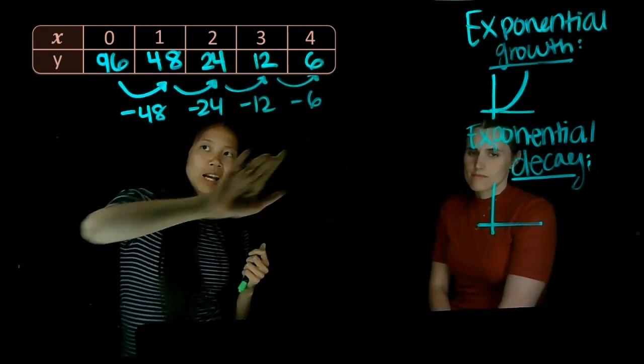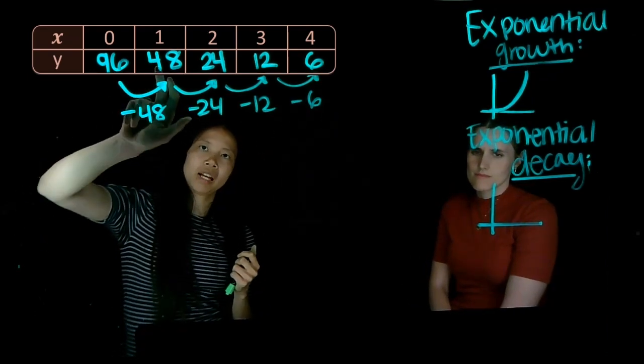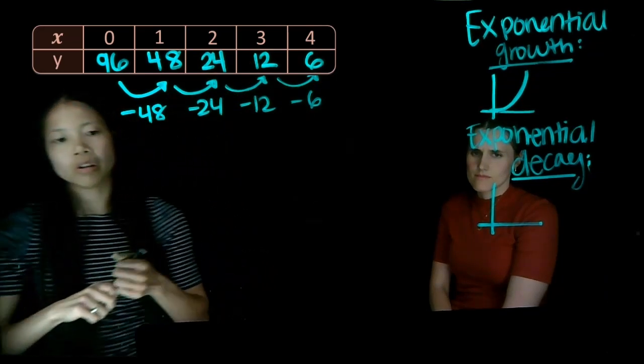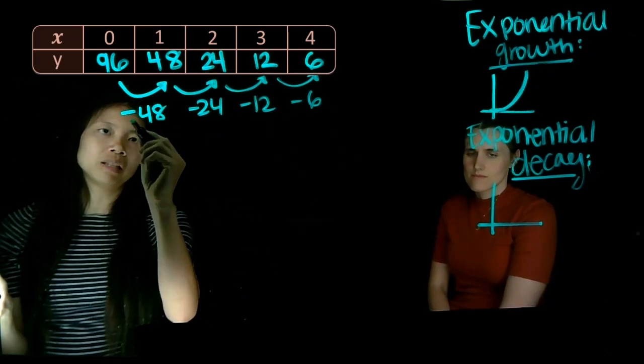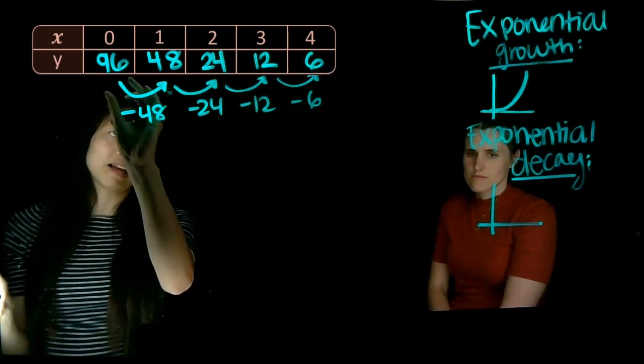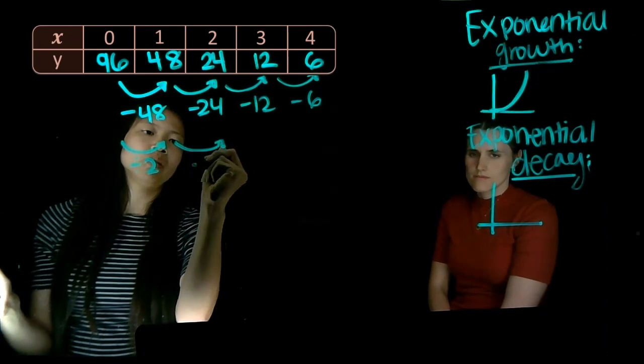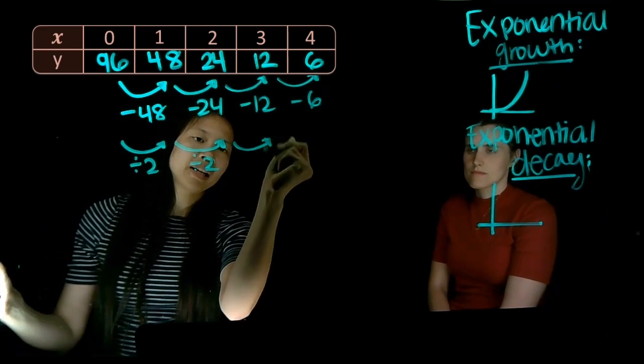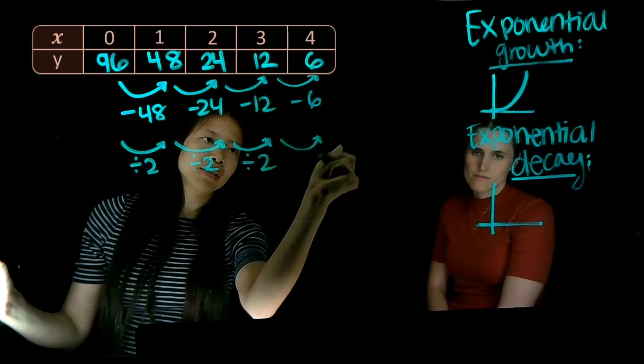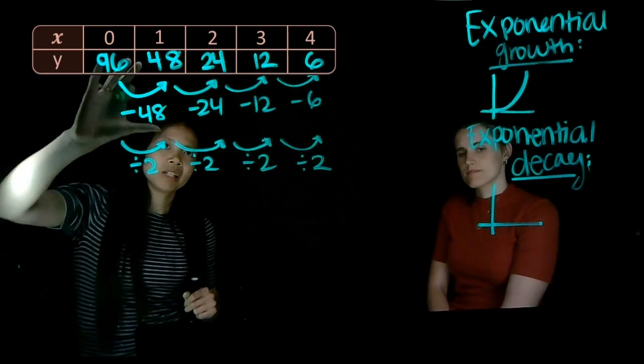But we do see that it is kind of repeating itself, right? Like 48, 24, 12, 6. So another way we could look at that is that it is being divided by 2, right? 96 cut in half is 48. 48 cut in half or divided by 2 is 24. 24 cut in half is 12, and 12 cut in half is 6. So our pattern here is that we are dividing by 2.